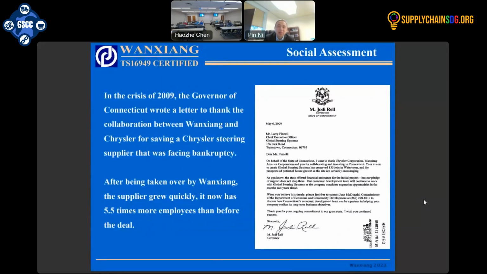And this is one of the letters from the governor of Connecticut when we took over, as I mentioned, the company from Chrysler, when Chrysler was shutting that one down. Again, this is a perfect example of how we work together with government agencies, with the local union, with other stakeholders like Chrysler as a major customer. Next page.